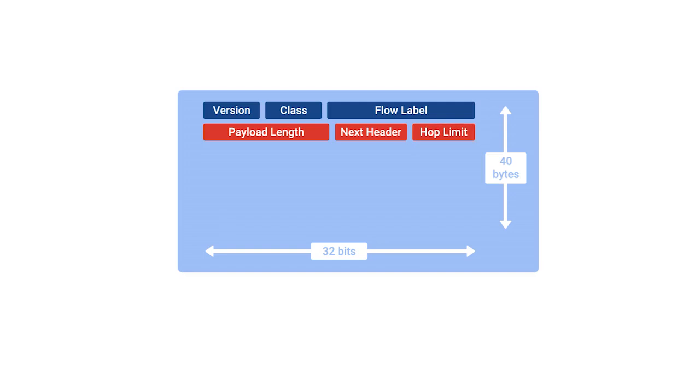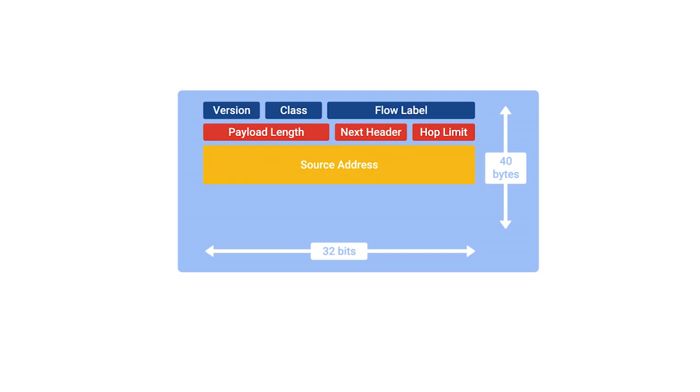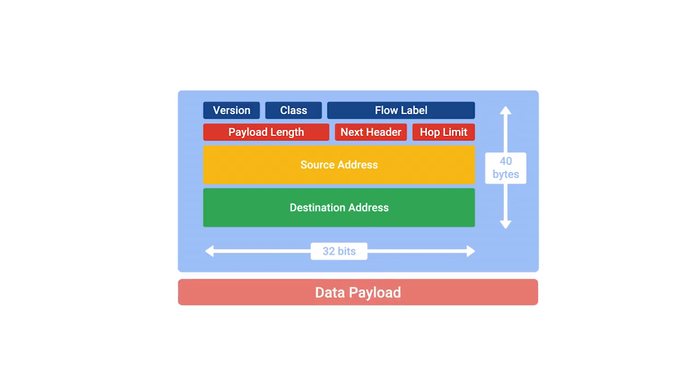Next, we have what's called the hop limit field. This is an 8-bit field that's identical in purpose to the TTL field in an IPv4 header. Finally, we have the source and destination address fields, which are each 128 bits. If the next header field specified another header, it would follow at this time. If not, a data payload the same length as specified in the payload length field would follow.